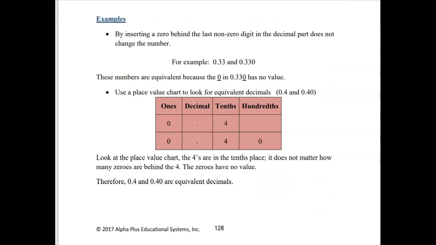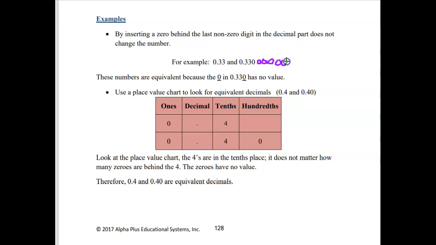Look at zeros. So by inserting a 0 behind the last non-zero digit in the decimal part, it doesn't change the number. So we have 0.33 and 0.330 here. Well, I can add as many zeros as I want to this number.